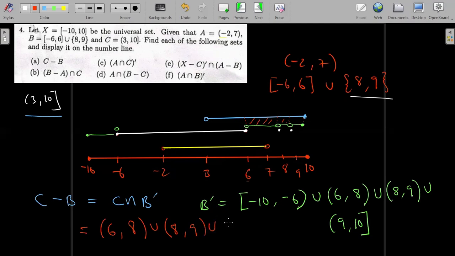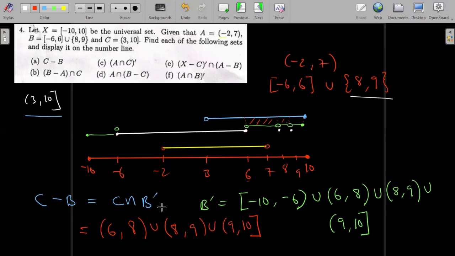Then the union, the last point now again, which is just 9, comma, 10, and open at 10. So this is what is going to be your C intersect B complement.